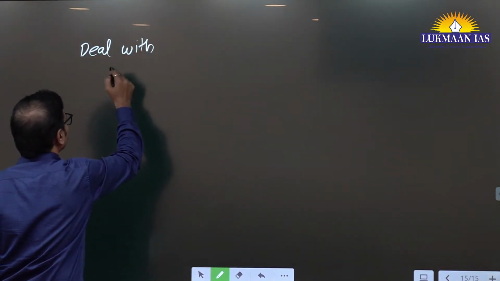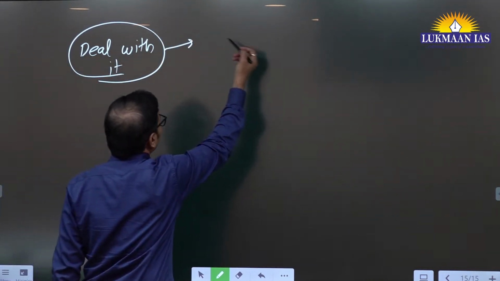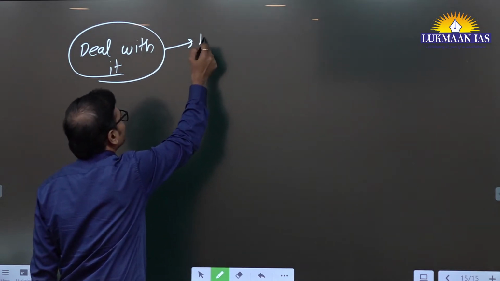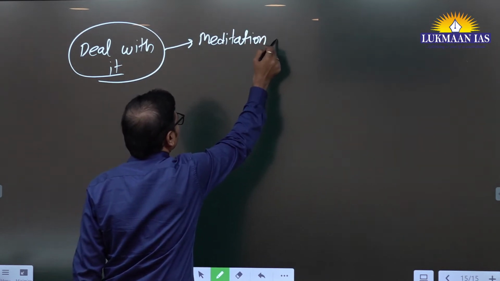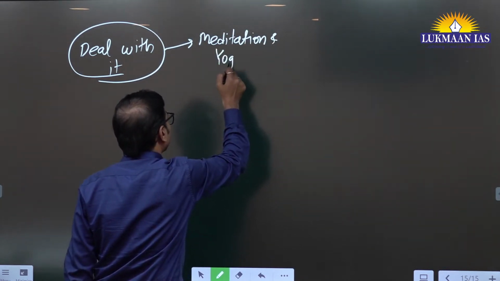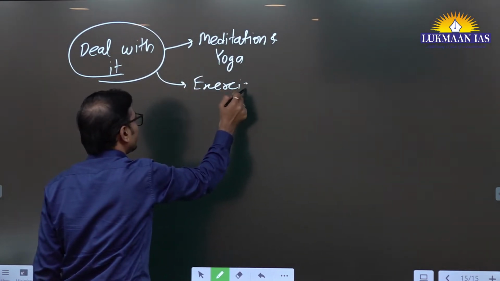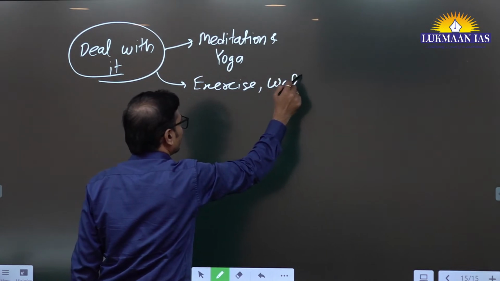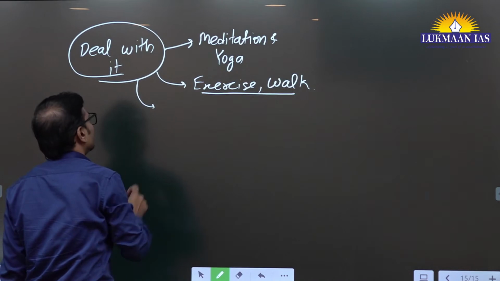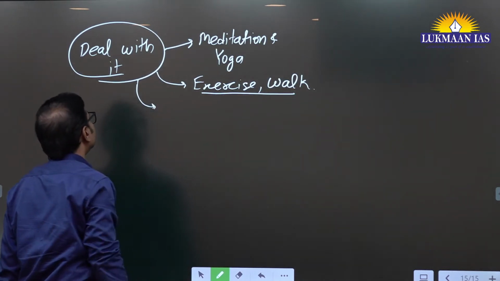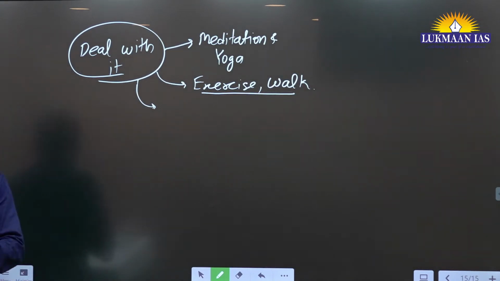How we can deal with it? Mental health. So we need to manage our mental health. Daily exercise, daily walk we should do. We should have, we can say, we should talk to people.